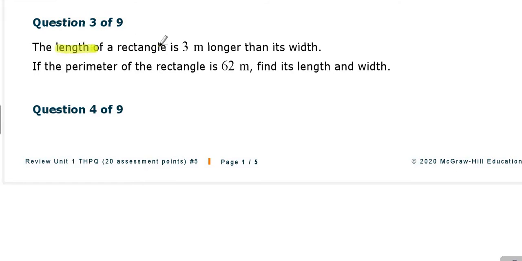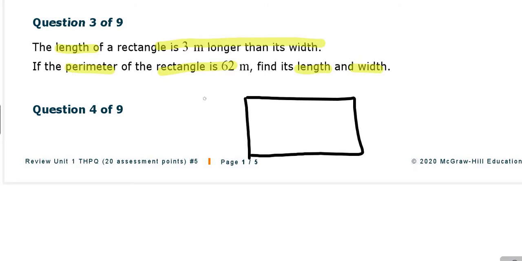It says here the length is 3 meters longer than the width. Perimeter is 62 meters. Find the length and the width. Always draw a picture. So we have a rectangle. And the length of the rectangle, length is an equal sign, 3 longer than, that's a plus concept. So that's 3 plus W. L equals 3 plus W.